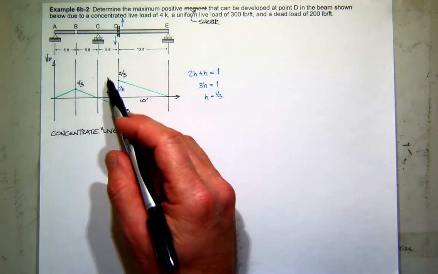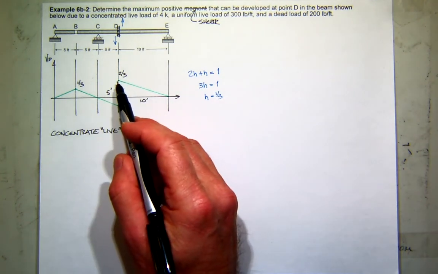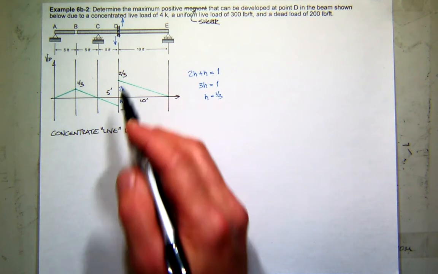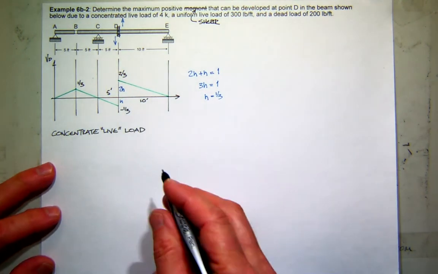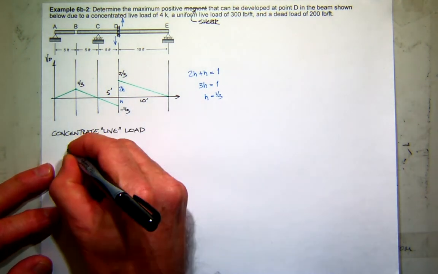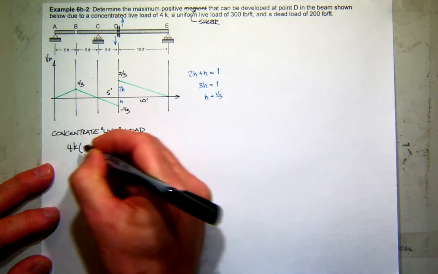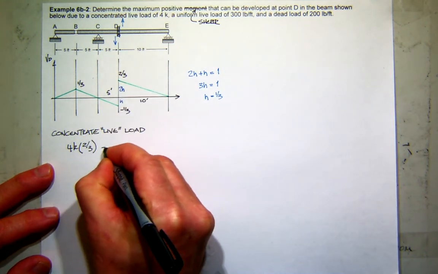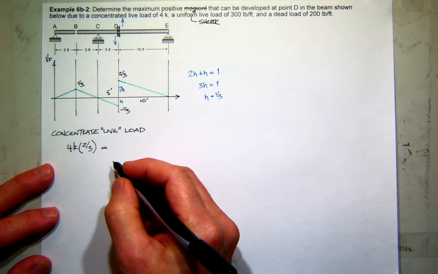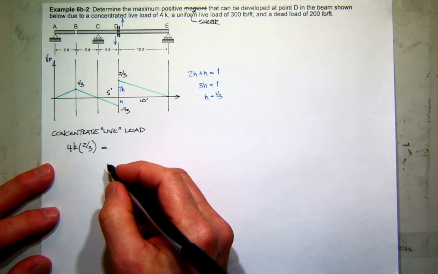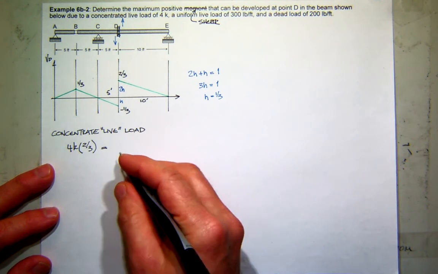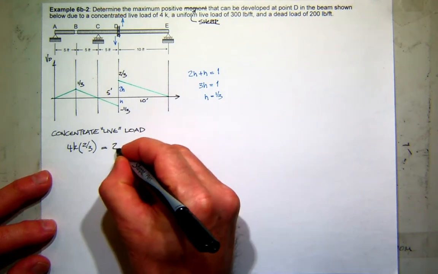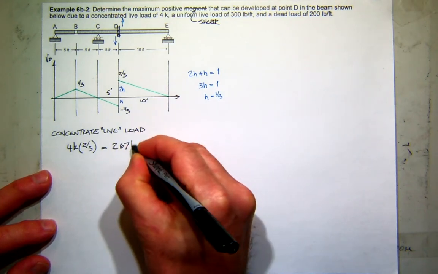Yeah, it looks like the biggest value is 2/3, so really I'm going to place it just to the right of D. But I'm going to take advantage of that. So that means that my force is 4 kips, and I'll multiply it times 2/3, which ends up being 8/3, which ends up being 2.67. Is that right? 2.67, it'll have the units of kips.